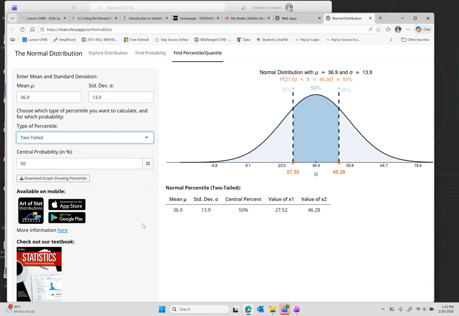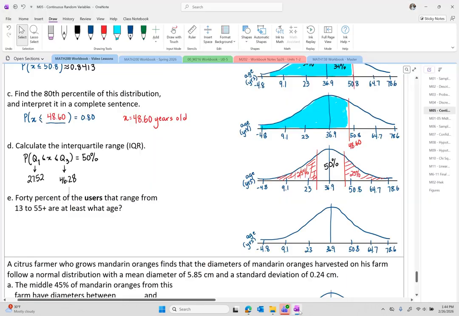So they didn't ask us for that. They actually asked us for the IQR. If they asked us what are the ages where the middle 50% of the smartphone users in the United States have ages in, then I would have said from 27.52 years old to 46.28 years old. But here they are asking me for the IQR.